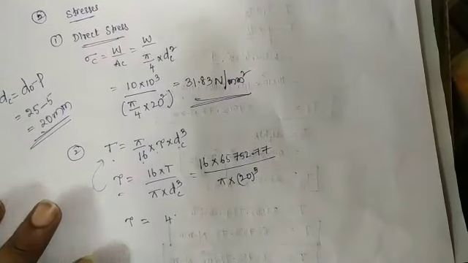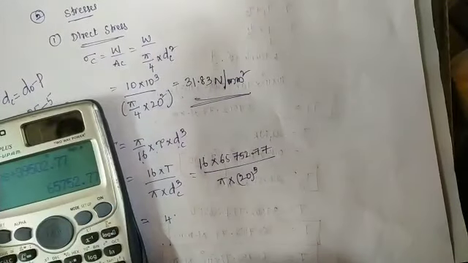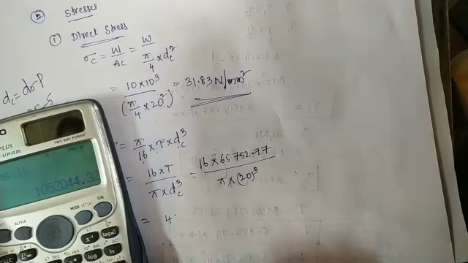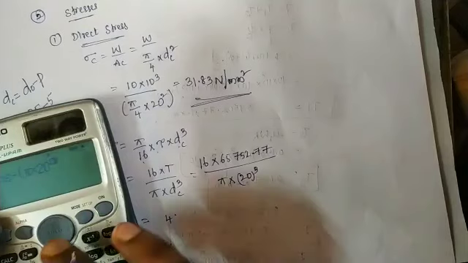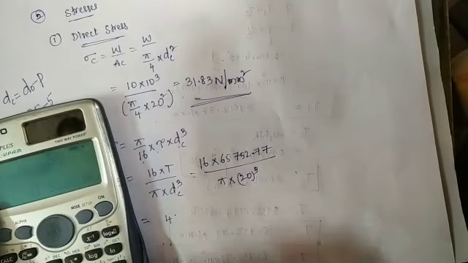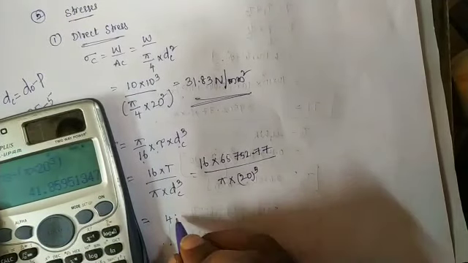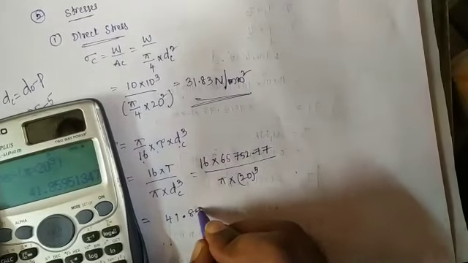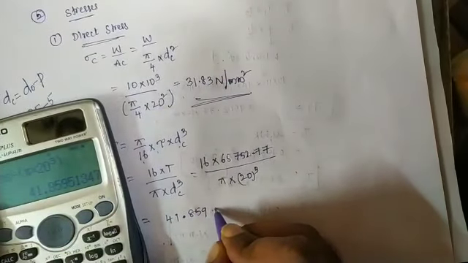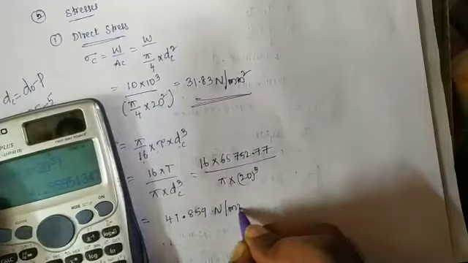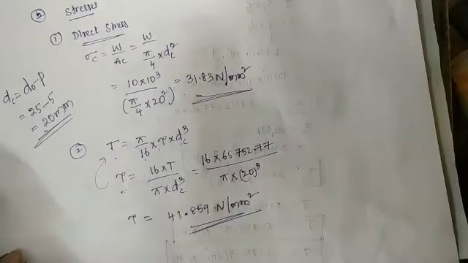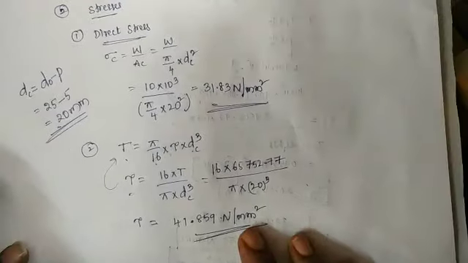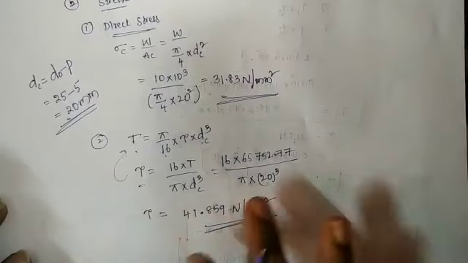Then tau equal to 41.859 Newton per mm square. This is in terms of mm. Okay, so shear stress completed.